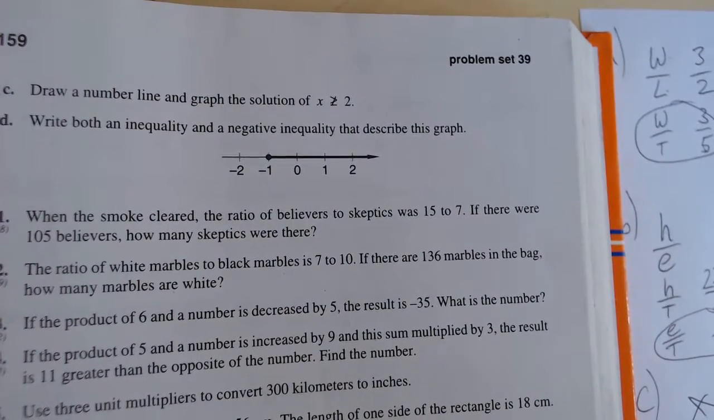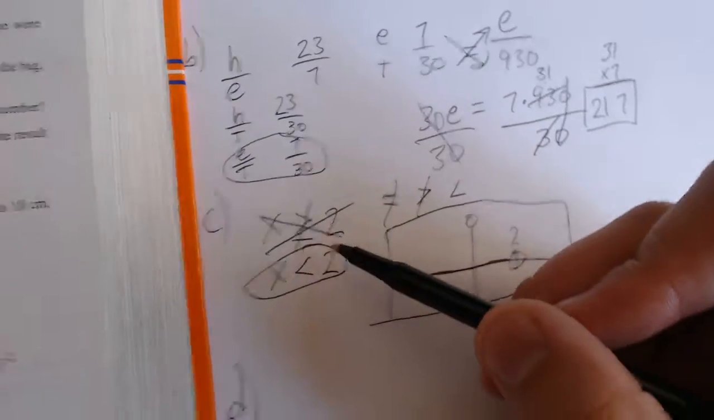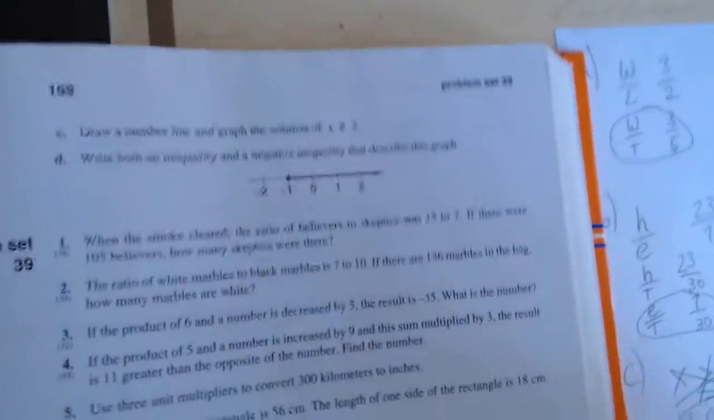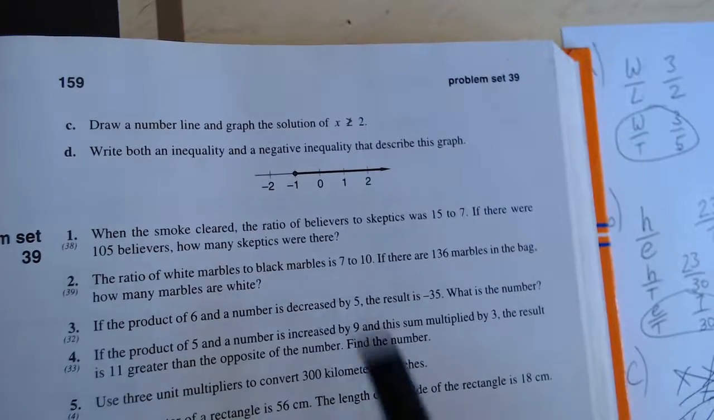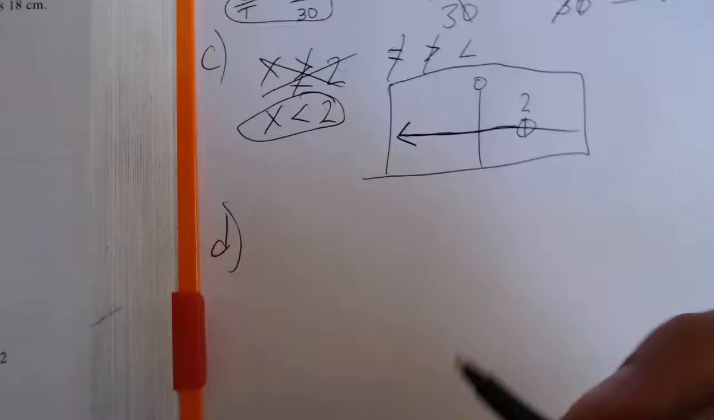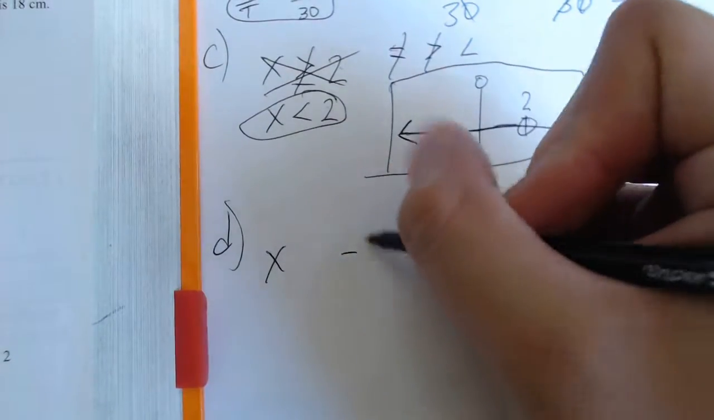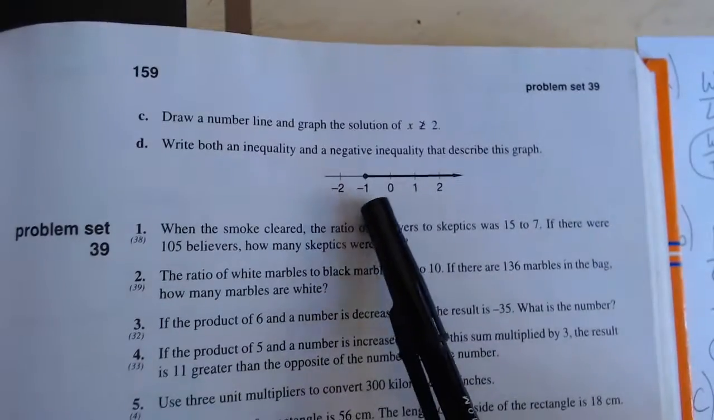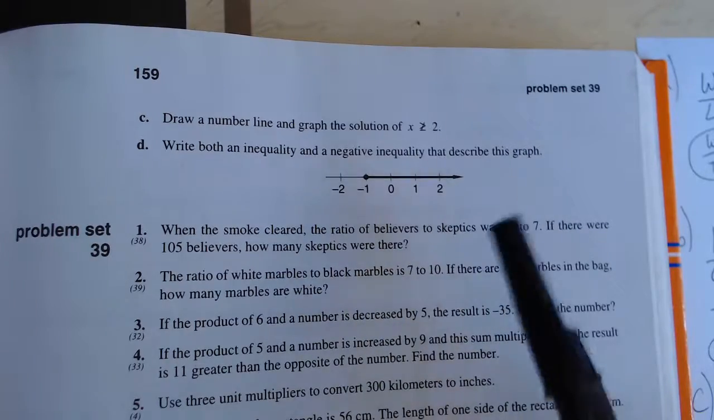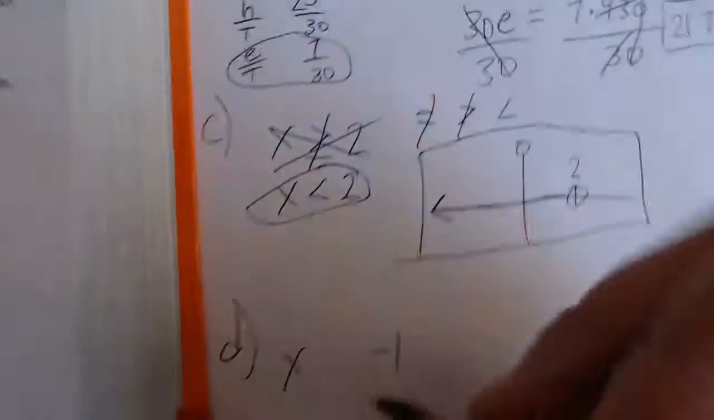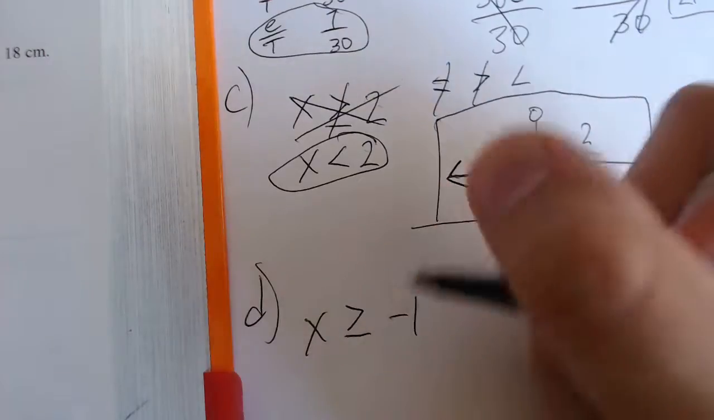We have to write both an inequality and a negated inequality that describes this graph. So what they're asking for is for us to write both of these statements in reference to this graph. We'll start with the easy one, the inequality. We see that the graph starts at -1, so we're going to have x and -1. And then we see the graph has a closed dot, so equal is going to be an option. And then the graph goes to the right, so that means greater than. So we're going to say x is equal to or greater than -1.